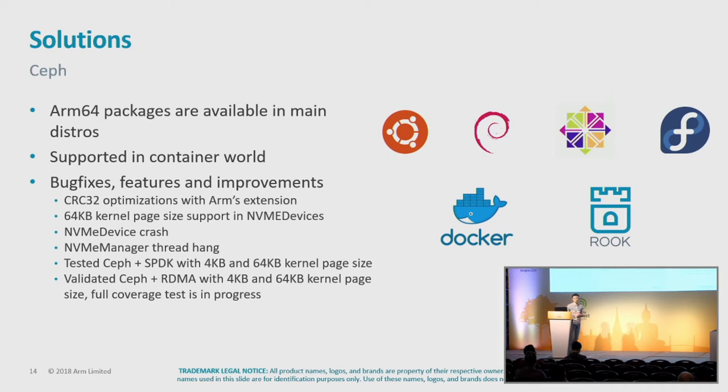We have done some bug fixes, features and improvements in Ceph, like CRC optimizations with ARM CRC extensions, 64 kilobytes kernel page size support, and also fixed some bugs in the NVMe device-related modules. And we have tested Ceph with SPDK and RDMA accelerations on ARM servers. For RDMA, the full coverage test is still in progress, but it works with both 4 kilobytes and 64 kilobytes kernel page settings.